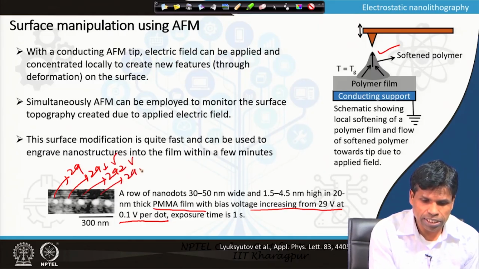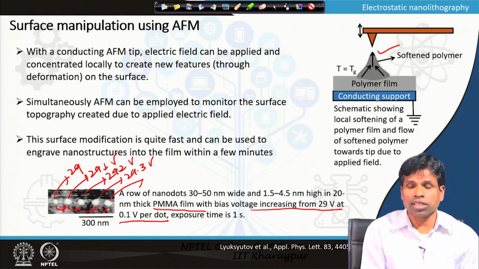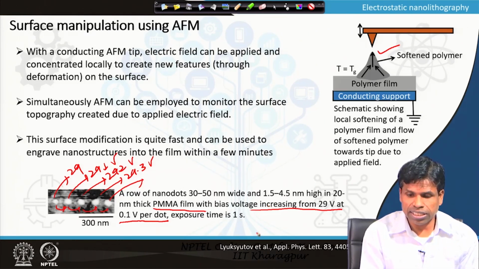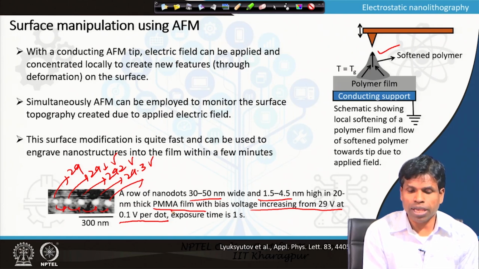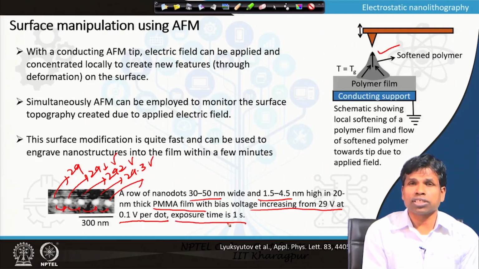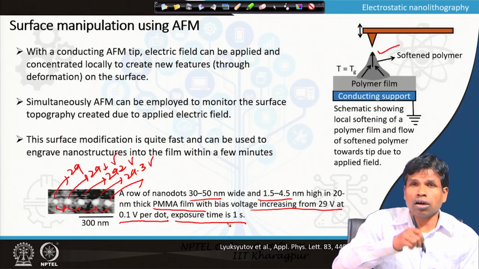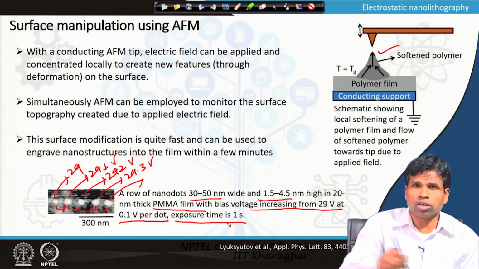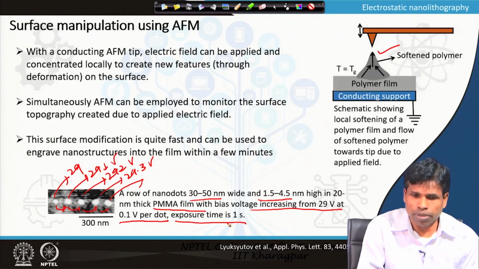By increasing the voltage 0.1 volt per dot, as you see the size of these features slightly increases. In these cases these nanodots are 30 to 50 nanometers in size with a height of 1.5 to 4.5 nanometer, created on a PMMA film by applying a bias of approximately 29 to 30 volt with an exposure time of only 1 second. So, very quickly one can scan over the surface for different regions and create patterns or features on the surface using the AFM.